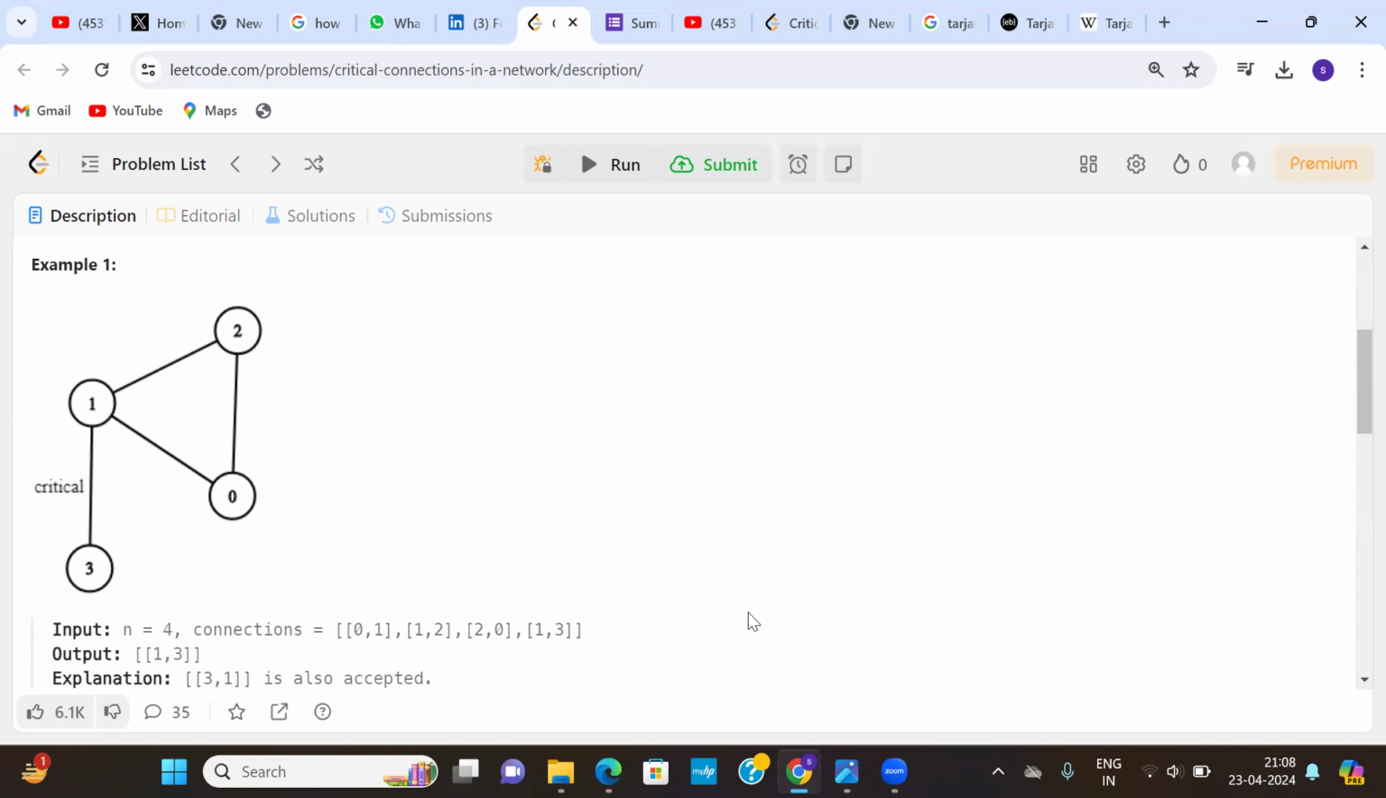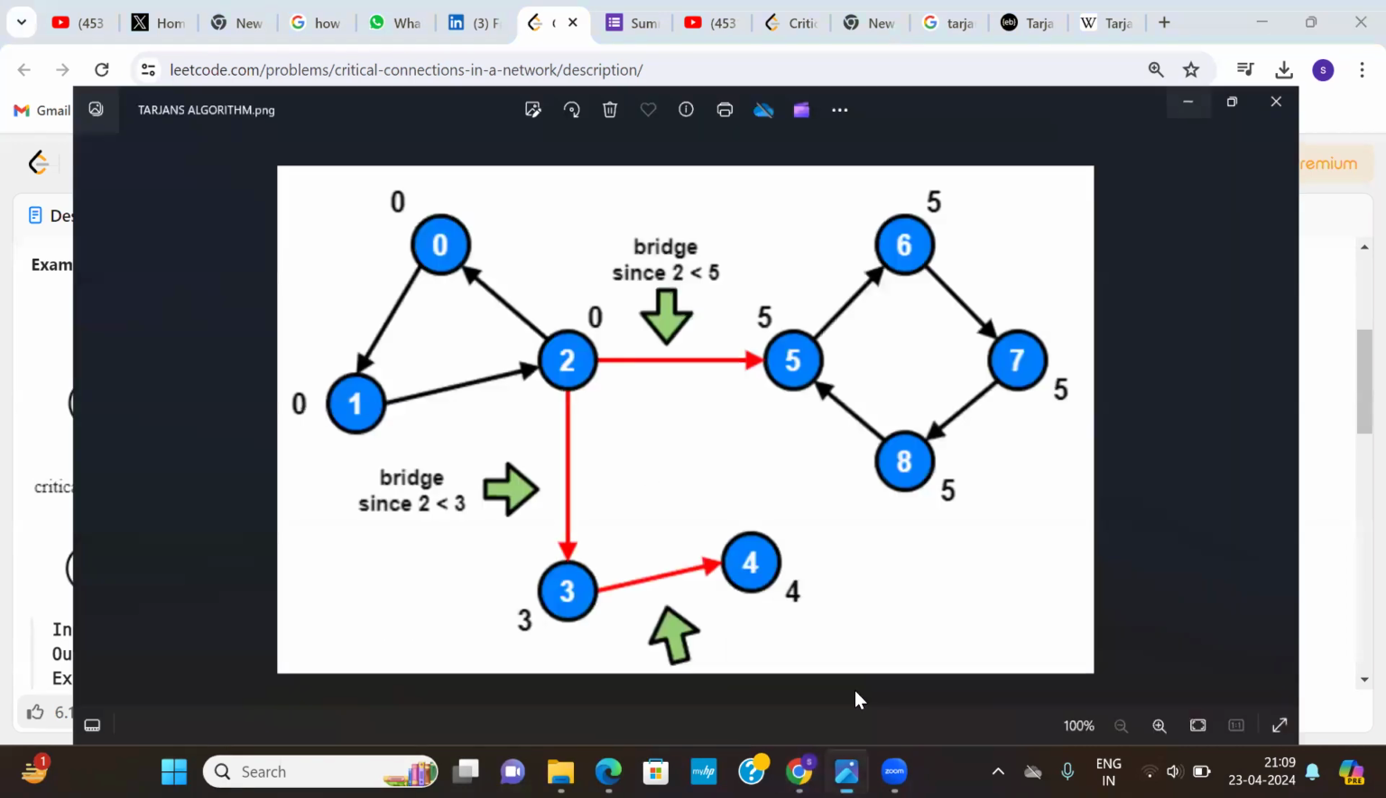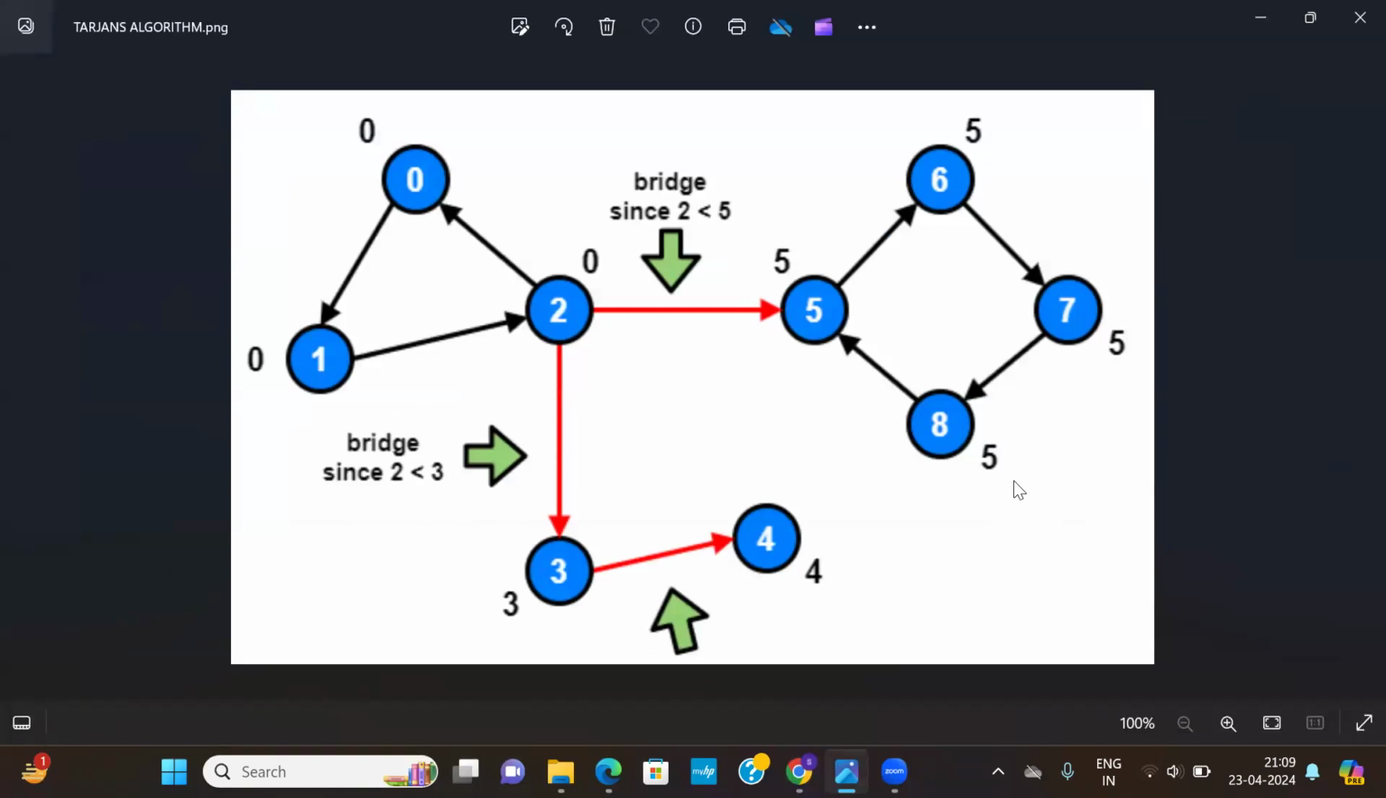So for that, let us look at this particular image. This will give you a better understanding. I will explain it. Suppose we are starting from node 0. Since we are starting from node 0, its time of insertion is 0 and its lowest time of insertion is also 0.